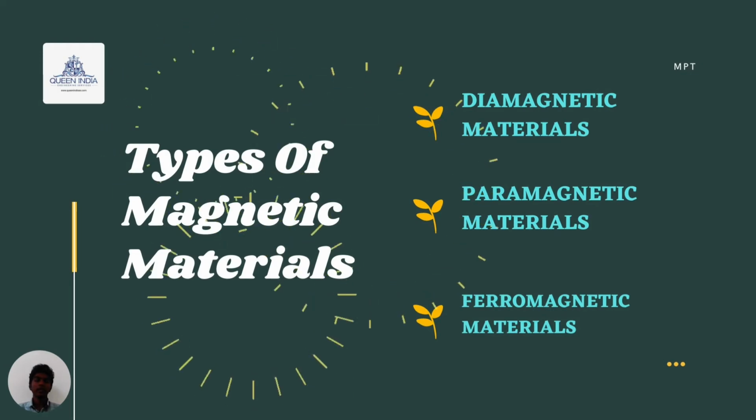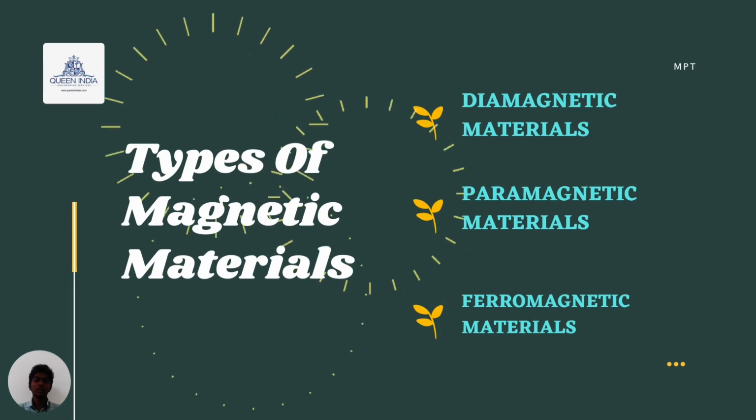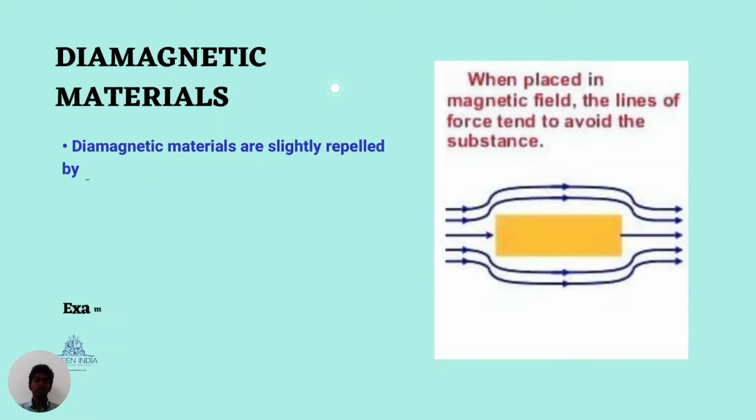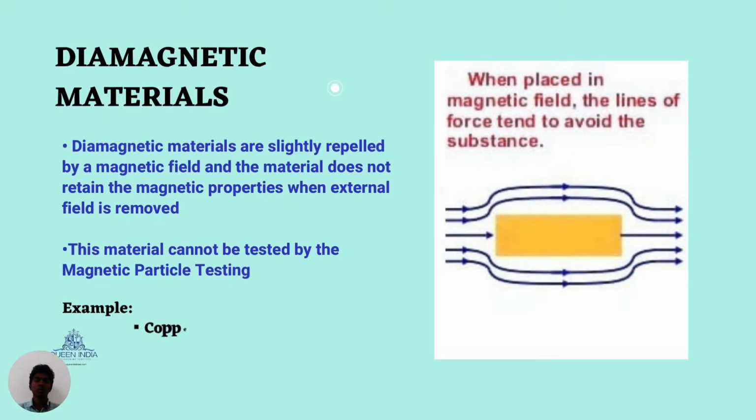There are three types of magnetic materials: diamagnetic materials, paramagnetic materials, and ferromagnetic materials. What is diamagnetic material? When placed in a magnetic field, the lines of force tend to avoid the substance. Diamagnetic materials are slightly repelled by a magnetic field, and the material does not retain magnetic properties when the external field is removed. Examples: copper, silver, gold. This material cannot be tested by magnetic particle testing.